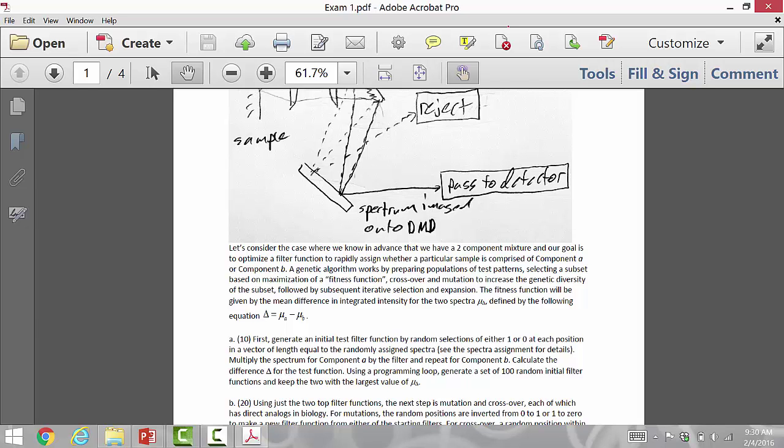So that would be taking your spectrum, imaging it onto the digital micromirror, and then pooling all of those onto your detector and integrating the intensity. So if the mirror passes everything, then you'll have 1 as the mean for a single photon for component A and 1 as the mean for component B, and you'll have no resolution between the two. So effectively what it's going to do is maximize the throughput for one component and suppress the throughput for the other component.